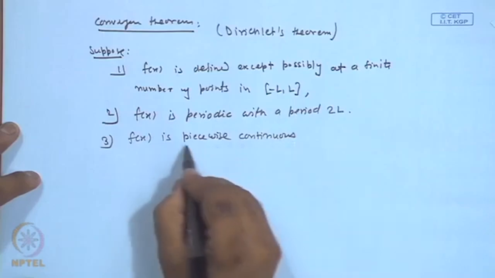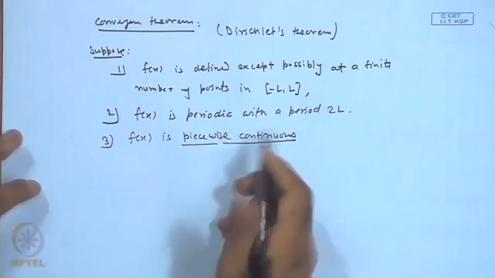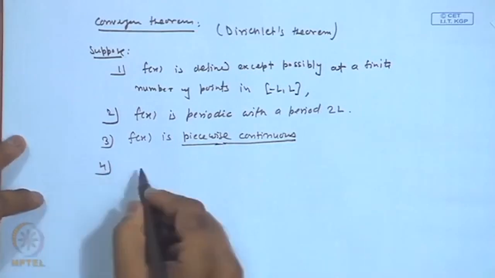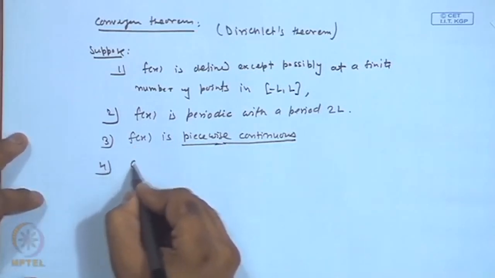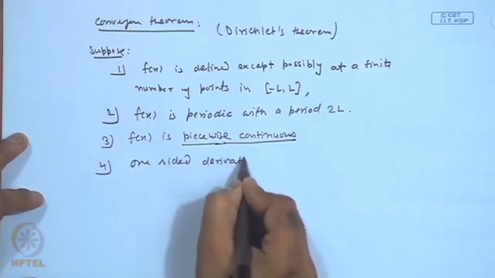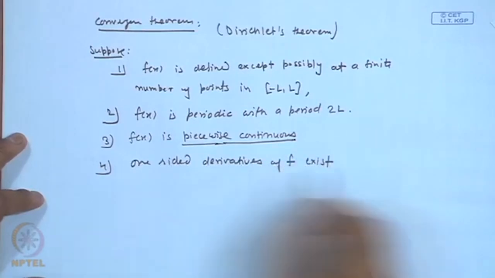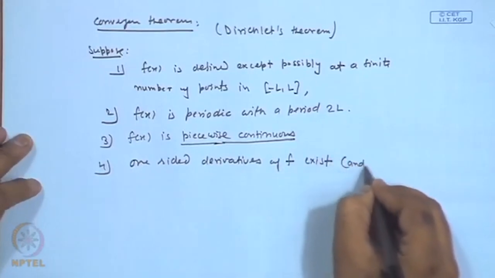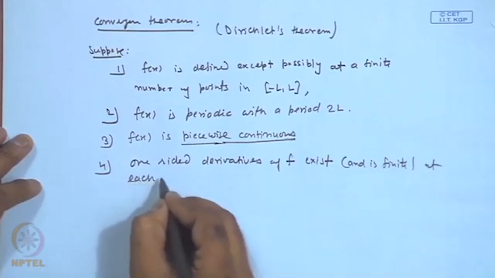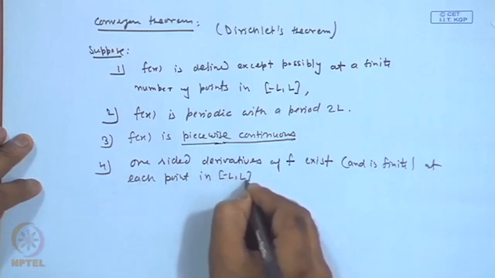So, we have already defined this piecewise continuity. The function is continuous other than at finitely many points, and at those points the right and the left limit exist. And one more condition we need here is that the one-sided derivatives of f exist and are finite at each point in minus L to L.